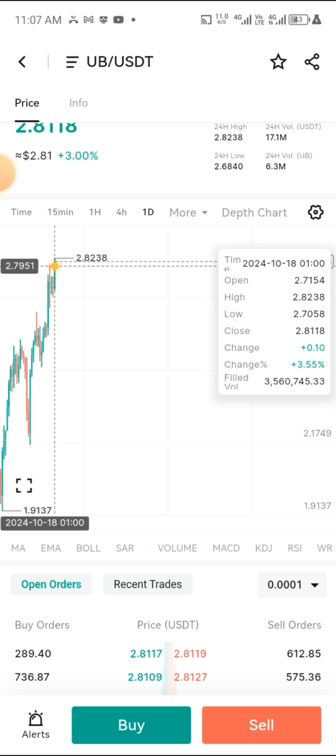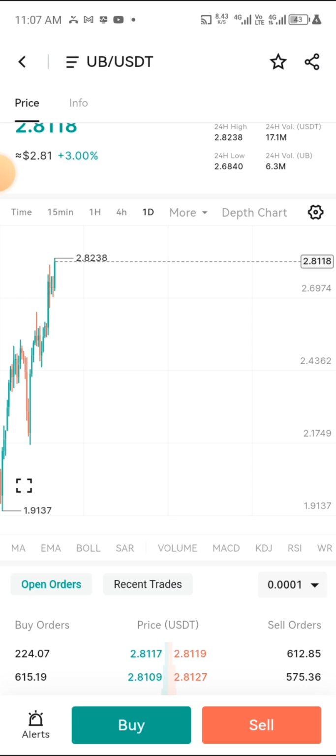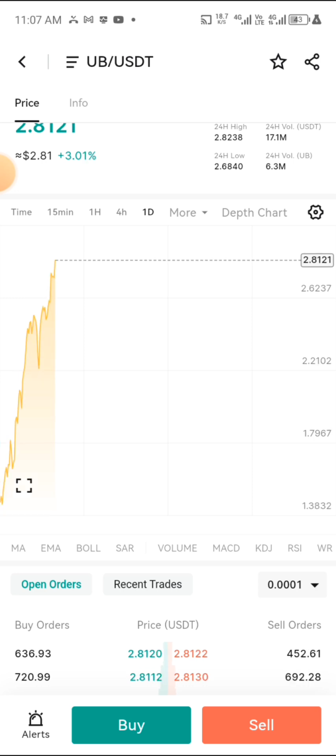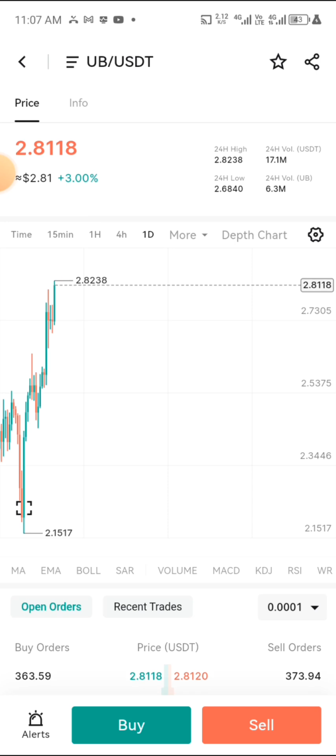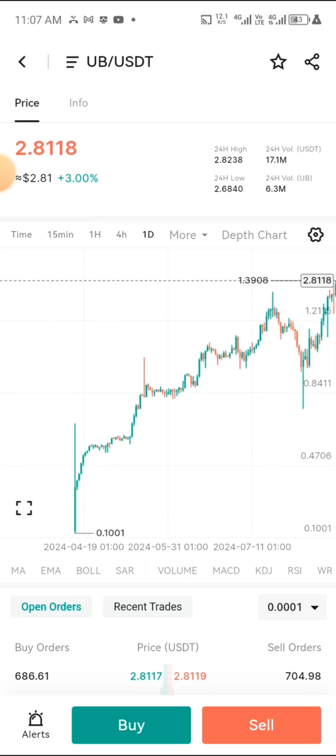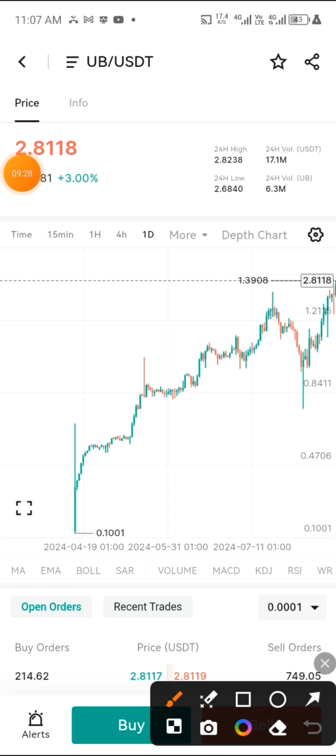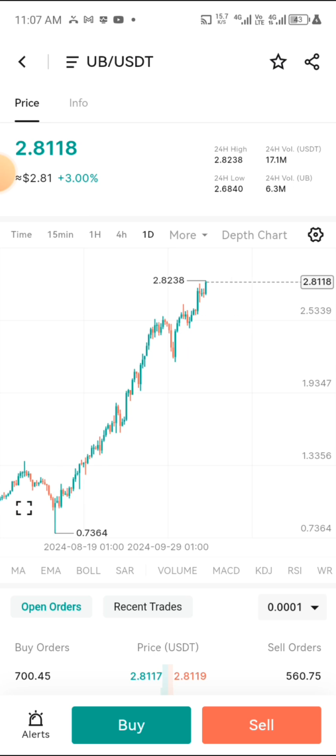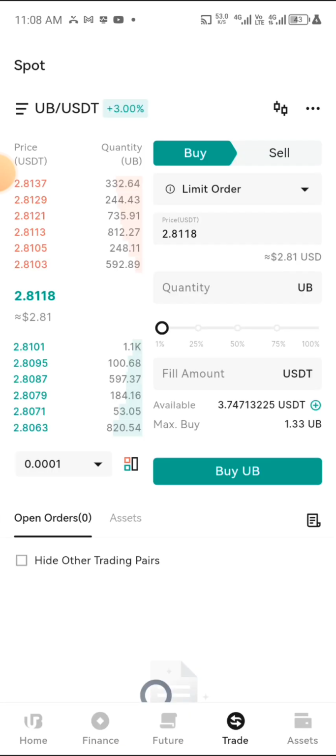You can see this token has increased very high. How I wish you had invested in this area. For those people that wanted to invest, you would have made a lot of money at this place. So that is just it.